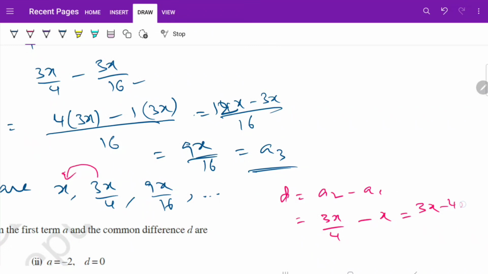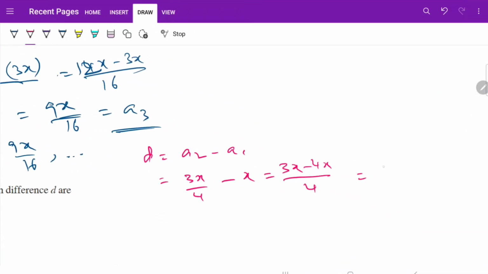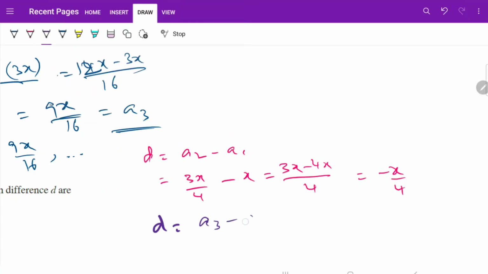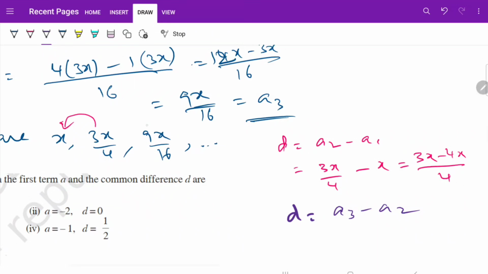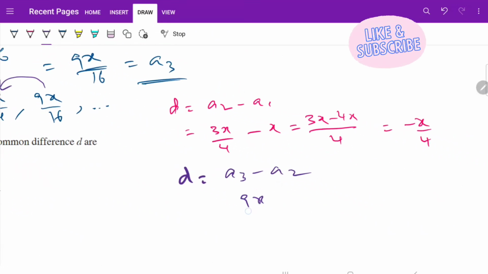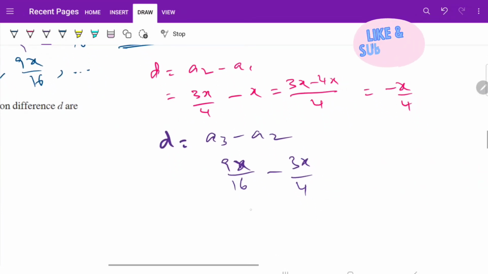When you solve this, what will we get here? 3x minus 4x by 4, that is equal to 3x minus 4x. Since 4x is bigger, we get here minus x by 4. Now, when we do another difference, A3 minus A2. So we have to do 9x by 16 minus 3x by 4.